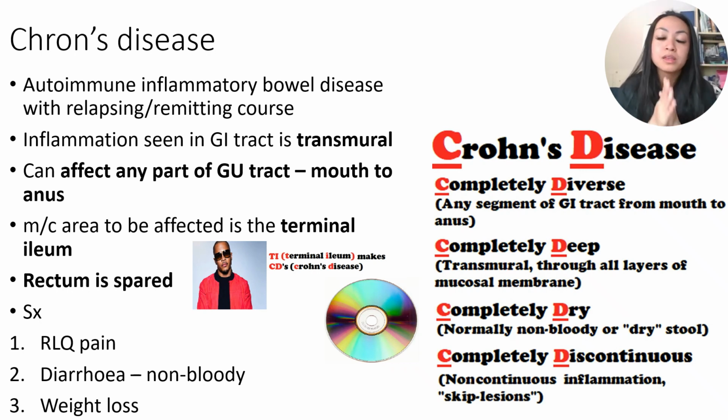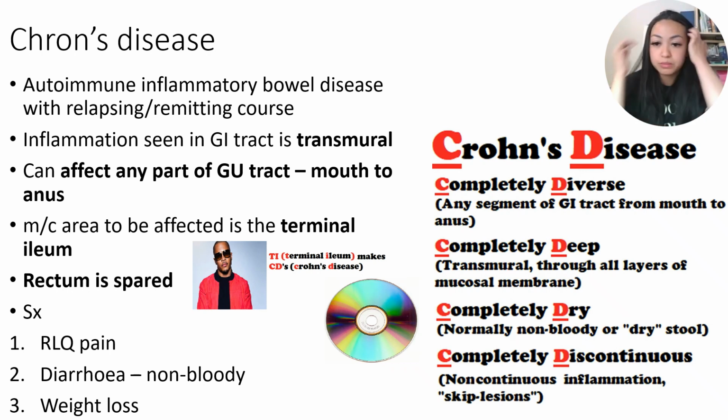just to recap, Crohn's is an autoimmune inflammatory disease of the bowel with relapsing and remitting course. It can affect any part of the GI tract from the mouth to the anus, and the inflammation is transmural. It's not limited only to the mucosa and the submucosa, and rectum is typically spared.